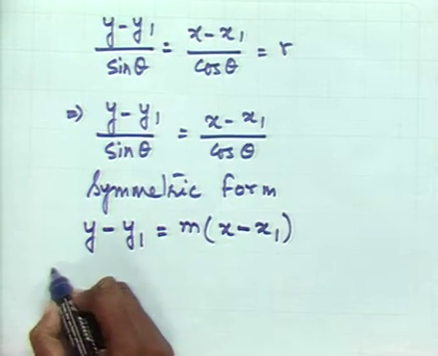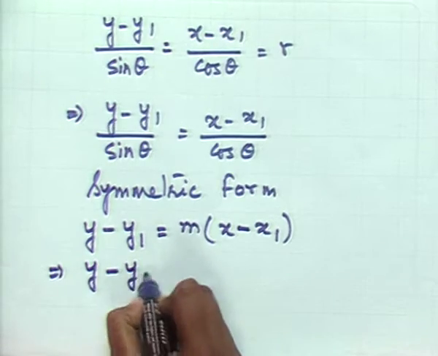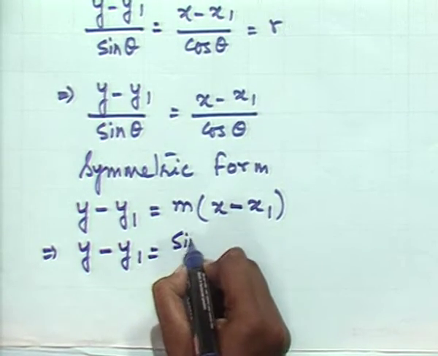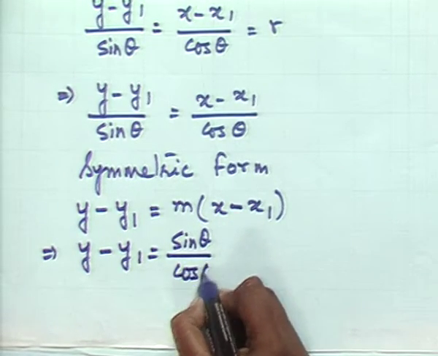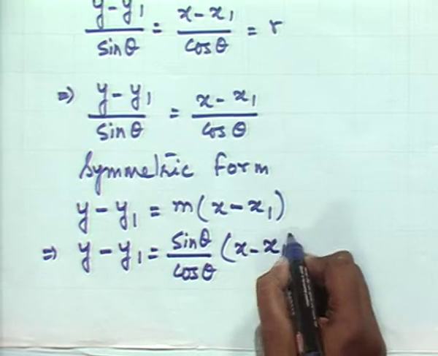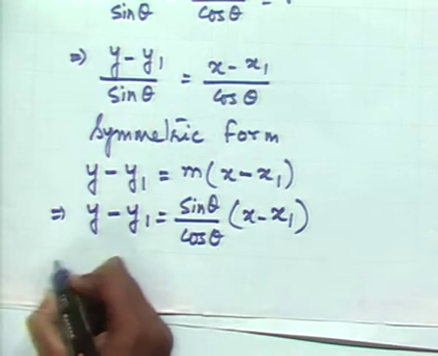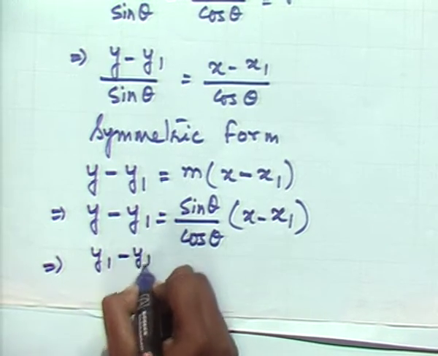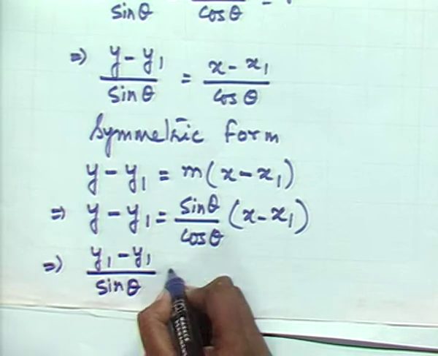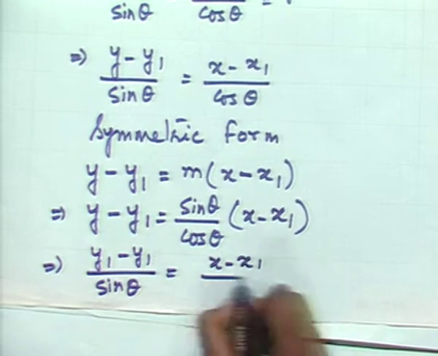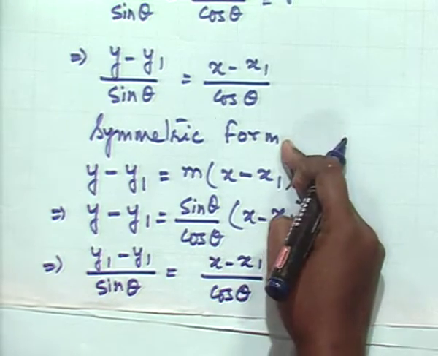Ma'am, I think this form can also be obtained from y minus y1 is equal to m into x minus x1 by replacing m by tan theta or sin theta upon cos theta. So you are saying that we can use this form y minus y1 is equal to m into x minus x1. This gives us y minus y1 is equal to sin theta upon cos theta into x minus x1, which finally gives us y minus y1 upon sin theta is equal to x minus x1 upon cos theta, which is nothing but the symmetric form.